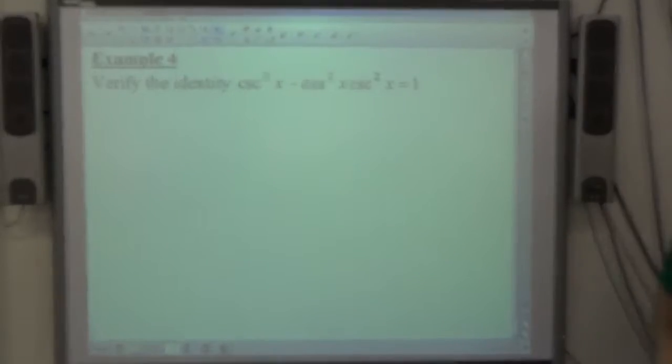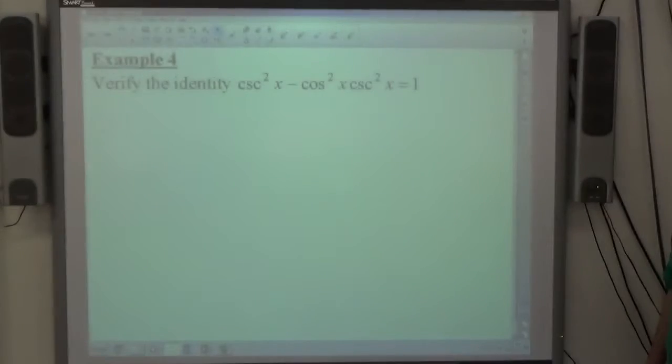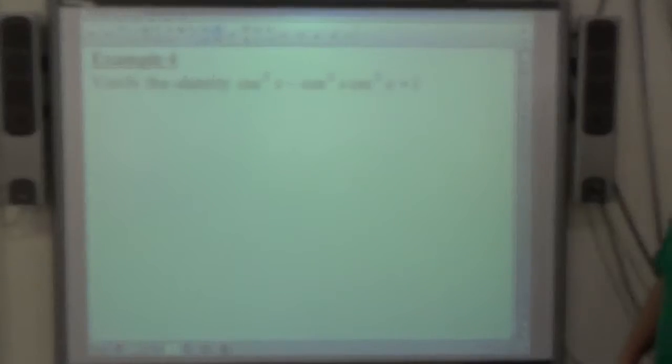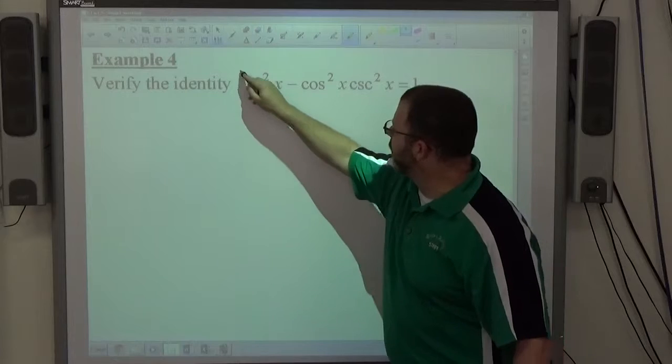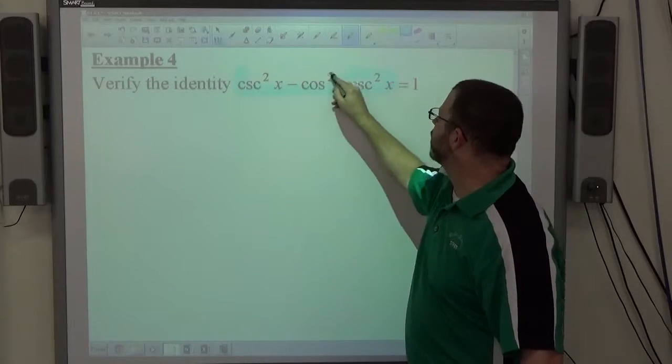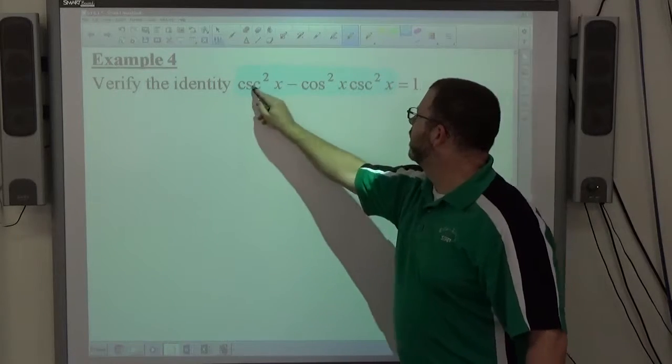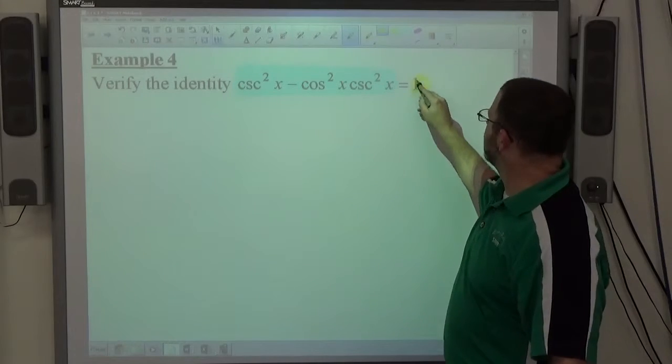Okay, example 4 for 6.1, verify the identity: cosecant squared x minus cosine squared x cosecant squared x equals 1. Looking at the two sides we have to choose from, we have the left-hand side, which is all this stuff, equals the right-hand side, which is 1.